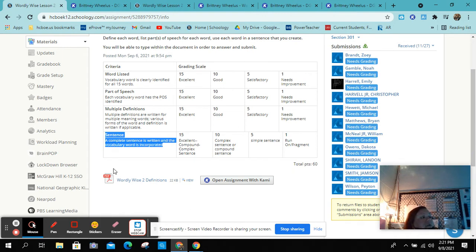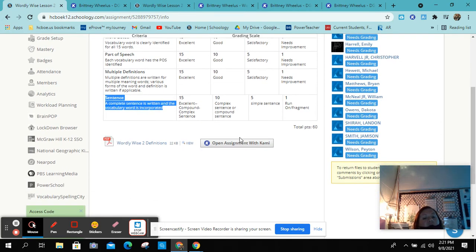If you were to write run-on sentences or fragments, then you're going to be docked and you're only going to receive 1 point for those sentences. Okay? Because they're not sentences. Go ahead and open your assignment with Cammie.